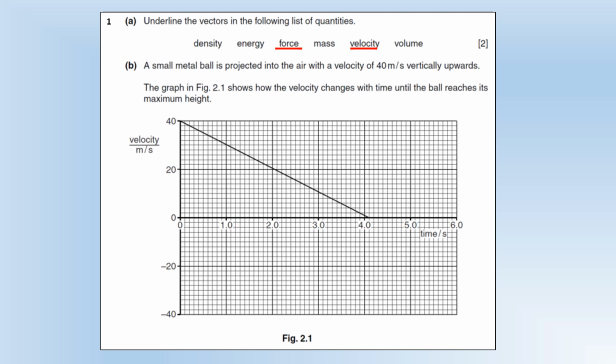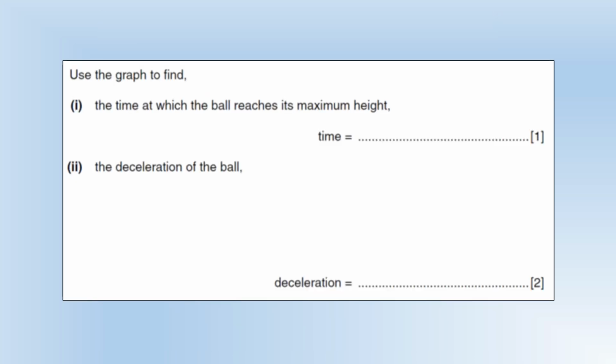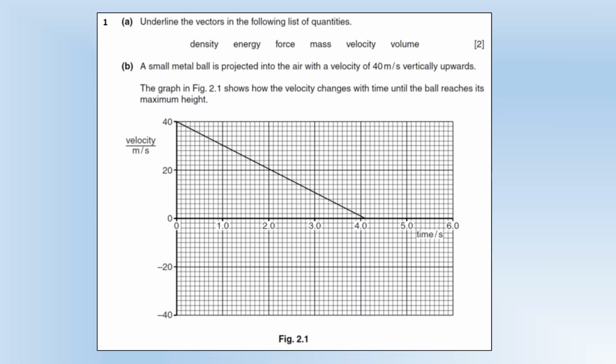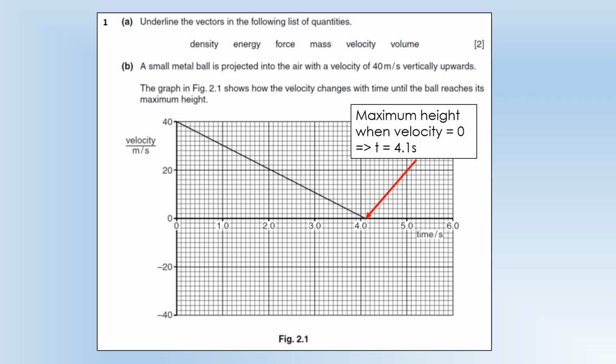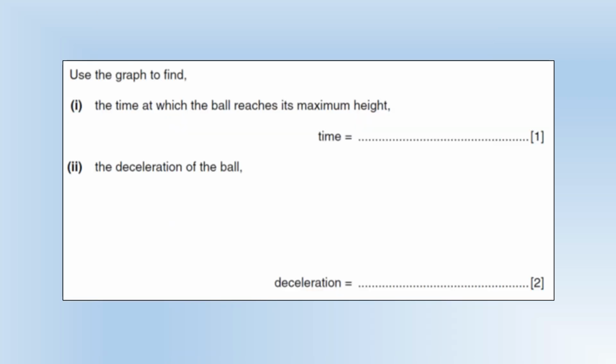A small metal ball is projected into the air with a velocity of 40 meters per second vertically upwards. The graph shows how the velocity changes with time until the ball reaches its maximum height at about 4.1 seconds. Okay, so use the graph to find the time at which the ball reaches its maximum height. So, when it reaches its maximum height, its velocity will be 0, because then its velocity would become negative as it came back down again. So we can clearly see it's at maximum height around about 4.1 seconds.